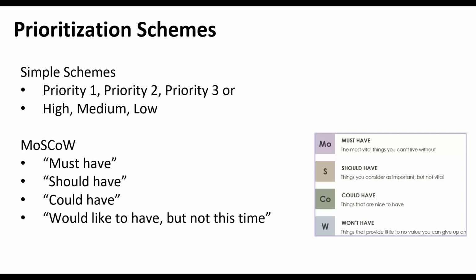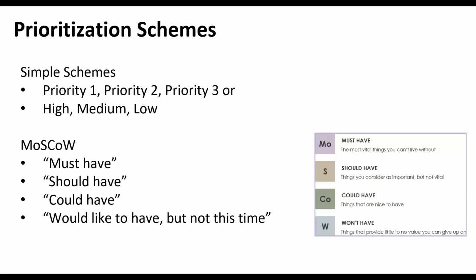You should have things you consider as important but not vital. Could have things that are nice to have, and then won't have things that provide maybe little to no value at this time, so you can actually let those particular ones go. Now the O's, as you see, there's some O's inserted there just to make the pronunciation easier. So we can call it Moscow. We can have a nice catchy name to it. Now there are other approaches such as monopoly money or 100-point method and voting, but the point is the prioritization based on business value is emphasized with the Agile development approach.